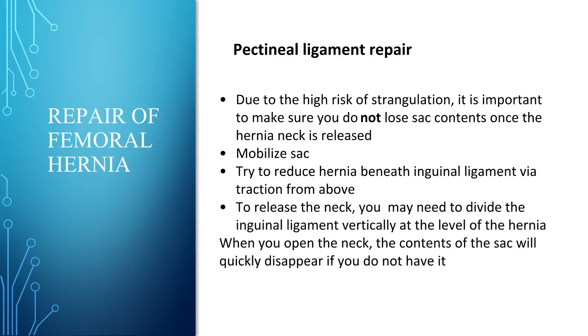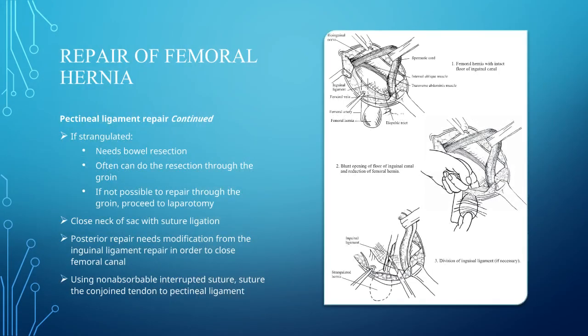You must have a Babcock clamp on the sac or its contents before you open the neck so the contents are controlled. If the small bowel is strangulated, a bowel resection is needed, which can often be done through the groin. If not possible, proceed to laparotomy. After dealing with the contents, close the neck of the sac with a suture ligation.